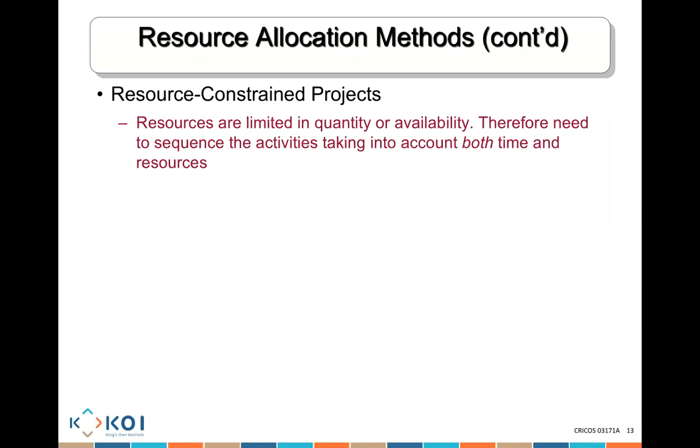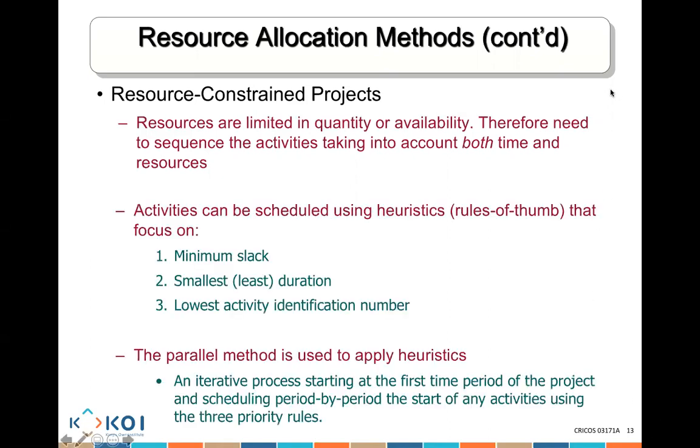Resource constrained projects. We cannot add more resources. Resources are limited in quantity or in availability. We need to sequence the activities taking into account burst time and resources. If the resources are constrained, then the project will take more time because we can't add more resources. So when you are working with a resource constrained project, you need to think about how am I going to decide, how am I going to be assigning resources?